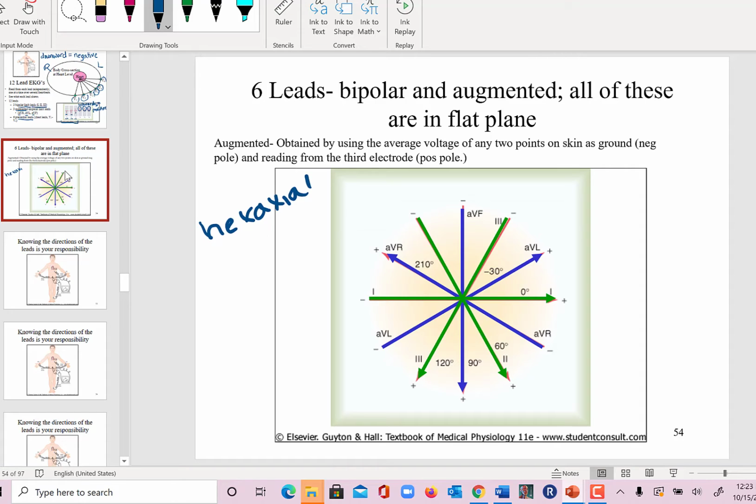Here we see lead 1. Lead 1 points from the right arm to the left, straight across the chest. Lead 2 is negative on the right arm, but positive on the left leg. Lead 3 is negative on the left arm, but positive, let's say, on the leg.